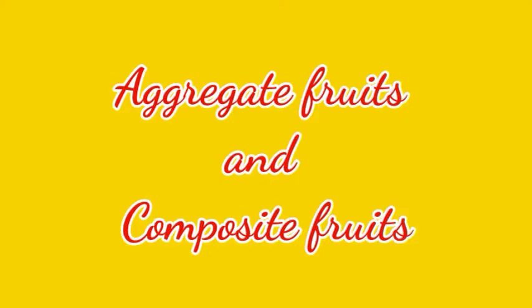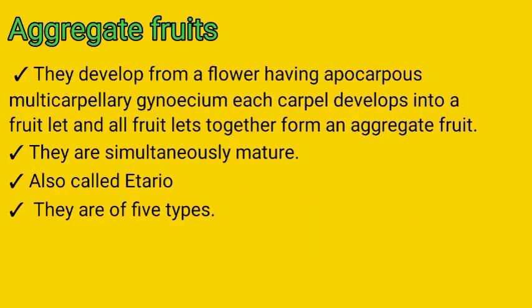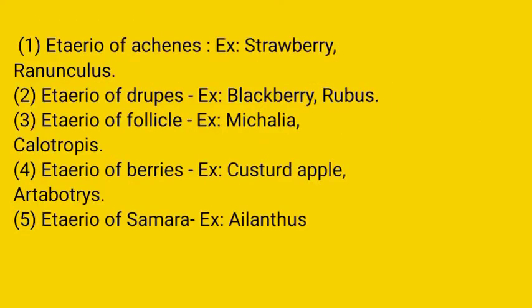Aggregate fruits and composite fruits. Aggregate fruits develop from a flower having an apocarpous multicarpellary gynoecium. In that gynoecium, each carpel develops into a fruitlet and all fruitlets together form an aggregate fruit. They mature simultaneously. These aggregate fruits are also called etaerio. Aggregate fruits are broadly classified into 5 different types, such as number 1, etaerio of achenes.